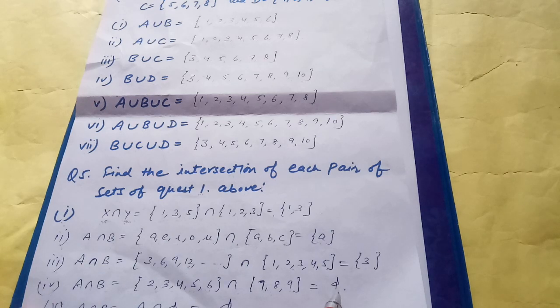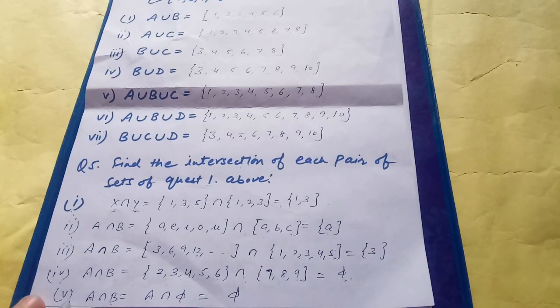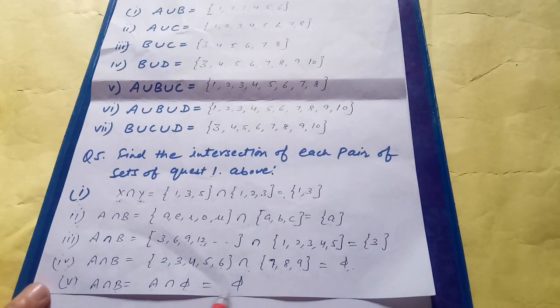So we denote it as ϕ. In fifth part, A intersection B, that is equal to A intersection ϕ, because here B set is ϕ. So A intersection ϕ is equal to ϕ by the properties of intersection of sets.